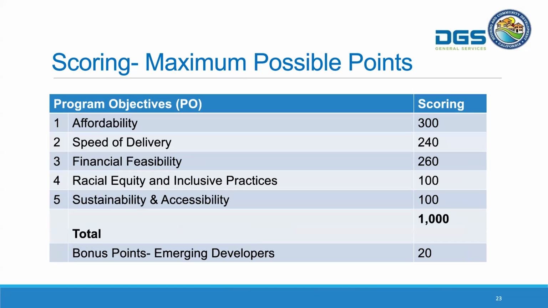Okay, as you can see on this table showing the maximum possible points associated with each program objective, affordability is the highest point category, followed by financial feasibility and speed of delivery. Next slide.